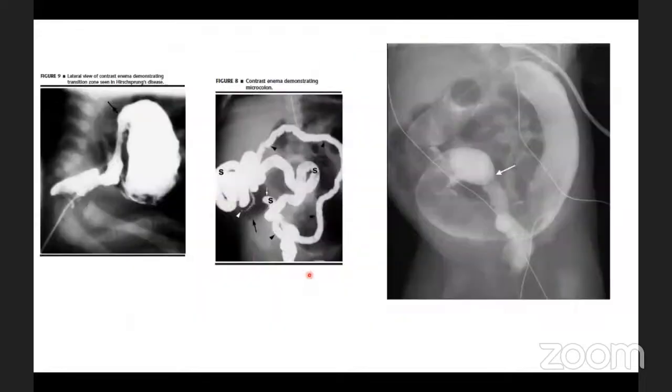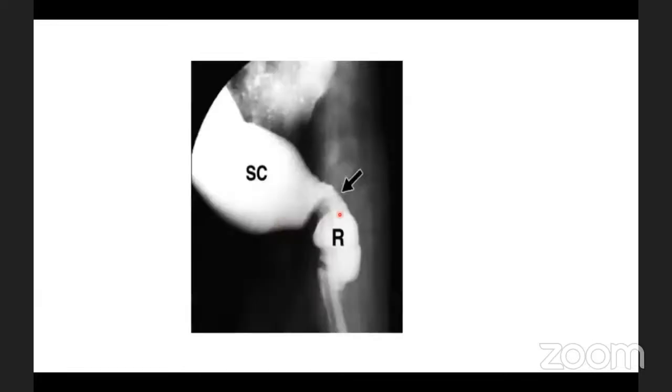And these are just a few X-ray findings I can show you about the transitional zone in a patient with Hirschsprung disease. And this is the contrast enema, in which you can see a small colon is being demonstrated. This is another picture to see. This is a sigmoid colon distended, and this is the rectum, which is narrow, and this is the transitional zone.